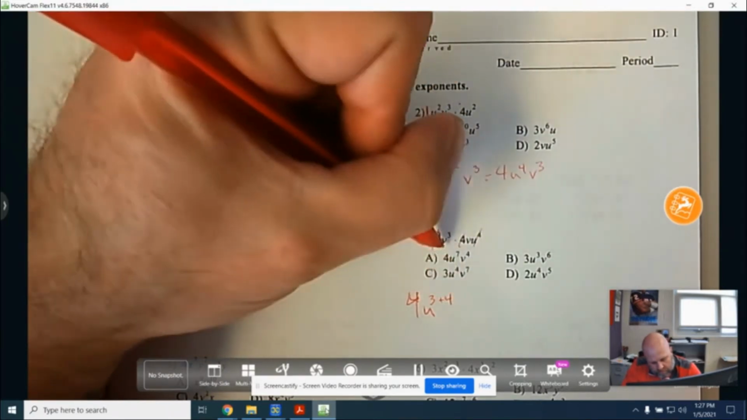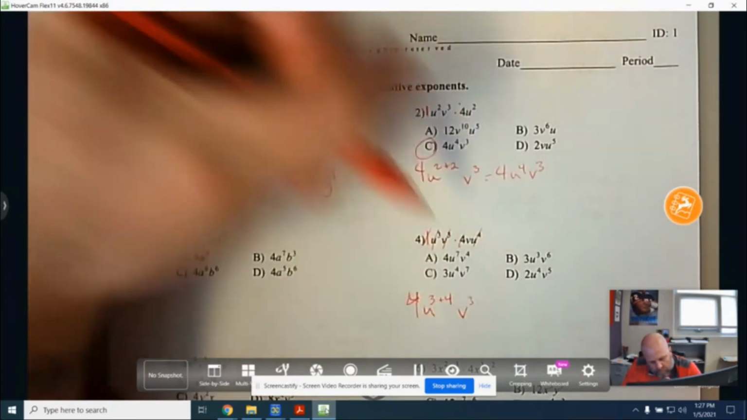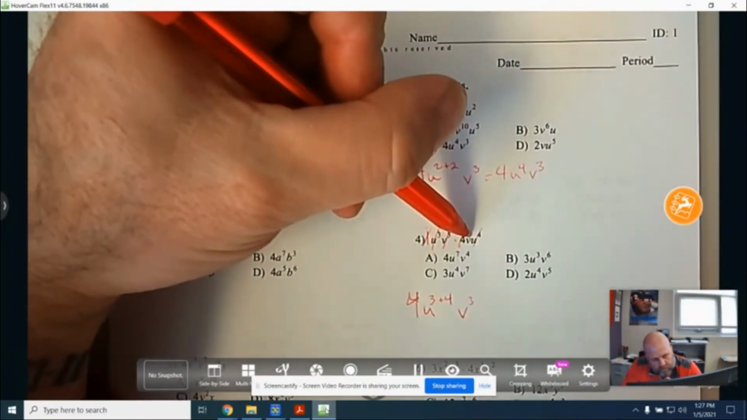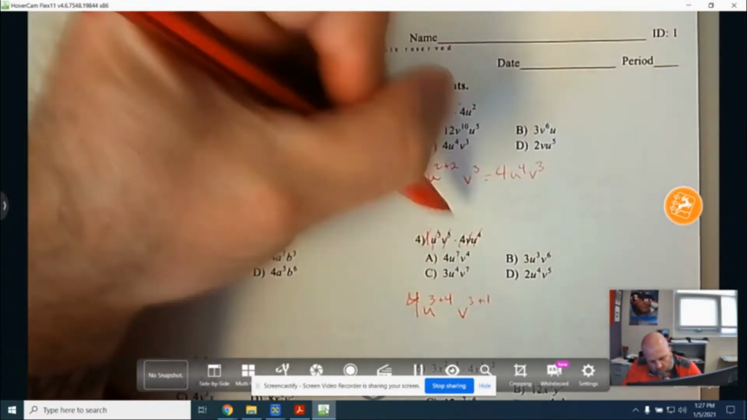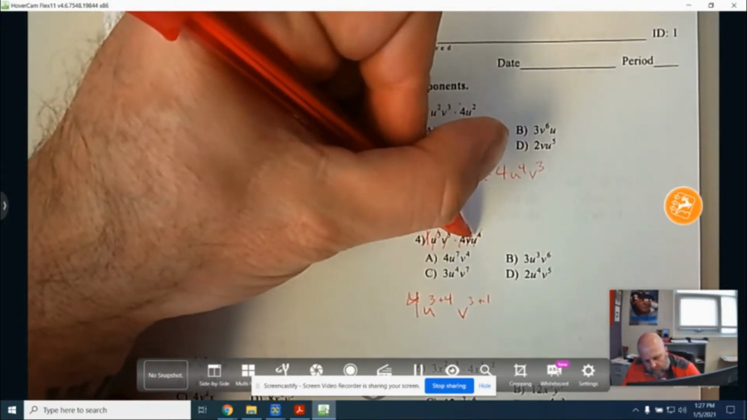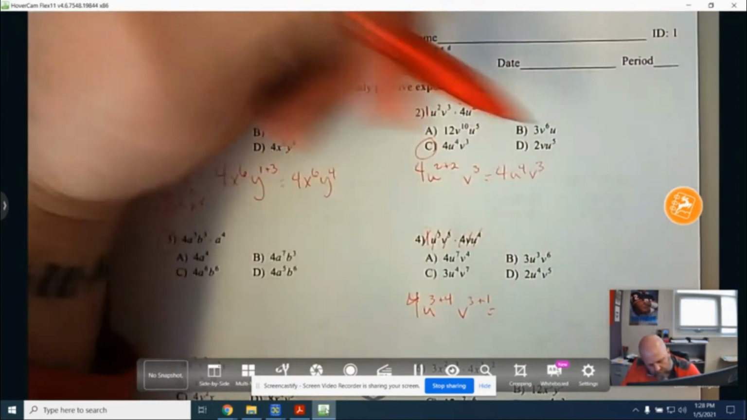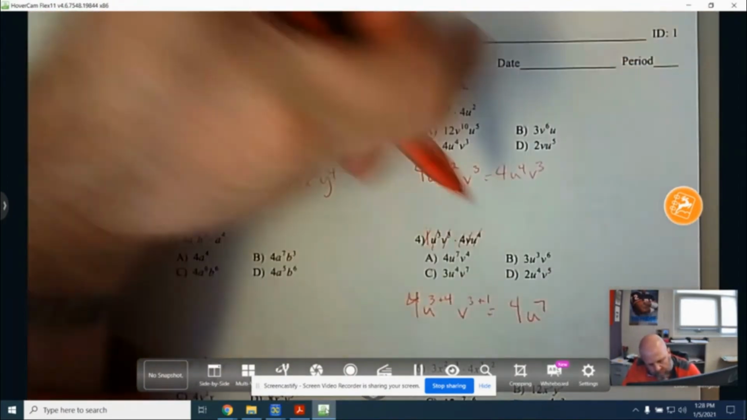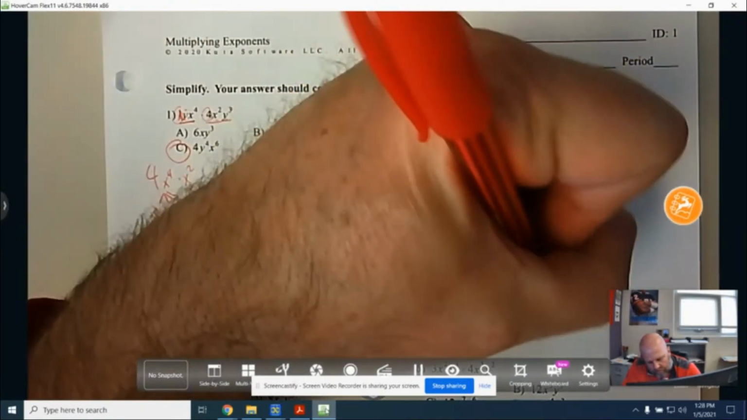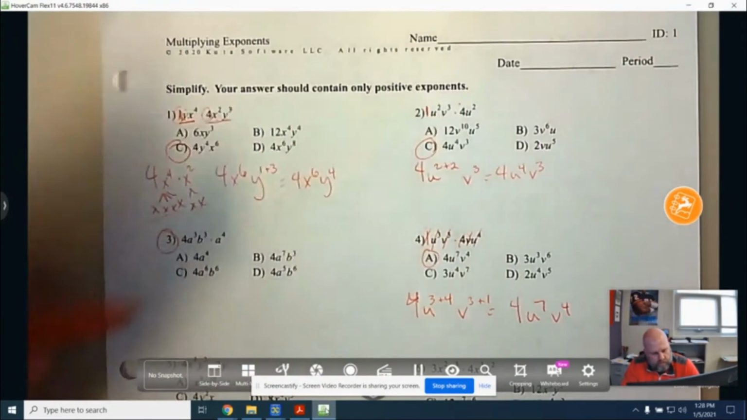Okay, v's. So I have 3 v's. Cross that off. And then I have 1 v right here. So I'm going to mark that off. I'm going to do plus 1 of those v's. Because if you don't see an exponent there, there really is one. It's just a 1. You clean things up, and it's going to be 4 u to the 7th, and then v to the 4th. So that matches up with letter A.